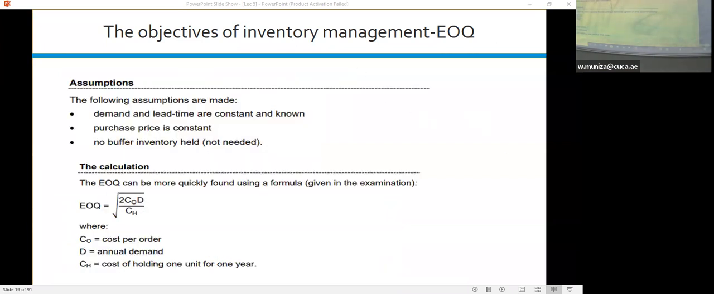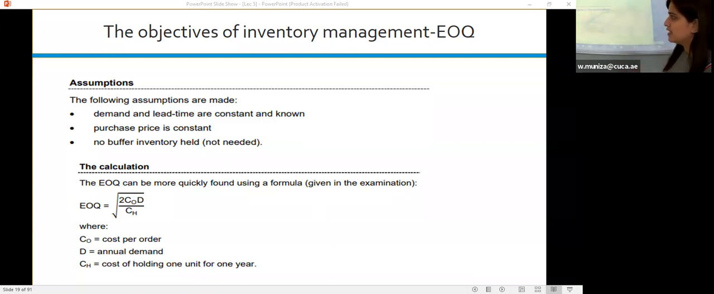Okay, now students, you will not be asked for assumptions in any way in the examination, but still I have included them. What are the basic assumptions which you are going to keep in mind while calculating the EOQ? That demand and lead time are constant and known. In practical situations, demand and lead time are never constant. Okay, they are going to be fluctuating. But in order to apply EOQ, you have to assume that they are constant, and then purchase price is constant, and there is no buffer inventory held.